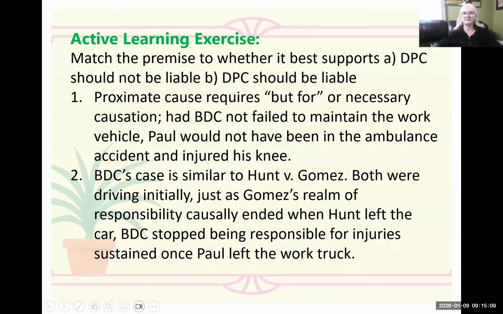Okay, match the premise to whether it best supports that Brown Delivery Company should be held liable, or Brown Delivery Company should not be held liable. Proximate cause requires but for or necessary causation. Had Brown Delivery Company not failed to maintain the work vehicle, Paul would not have been in the ambulance accident and injured his knee. So which of these two sides does this work for, Brown Delivery Company, or does it not work for them? Next one.